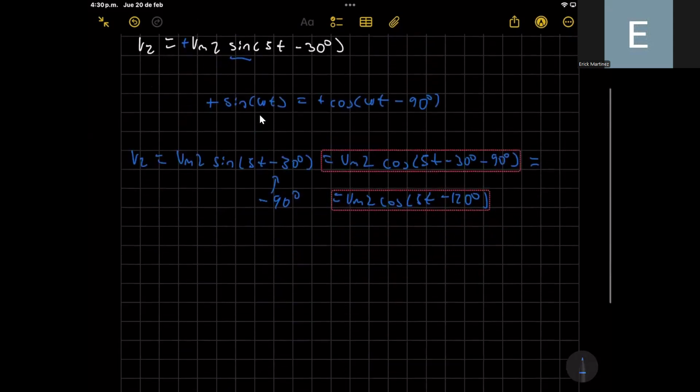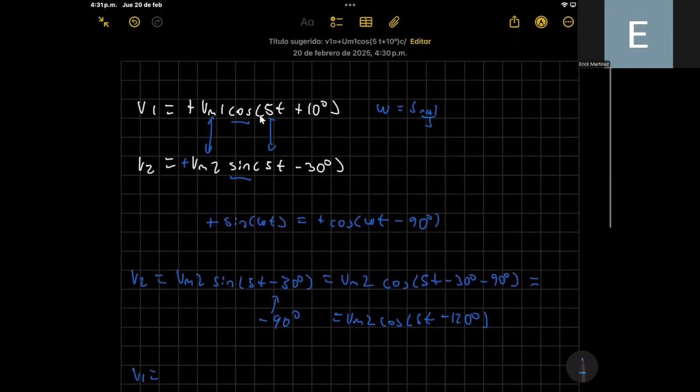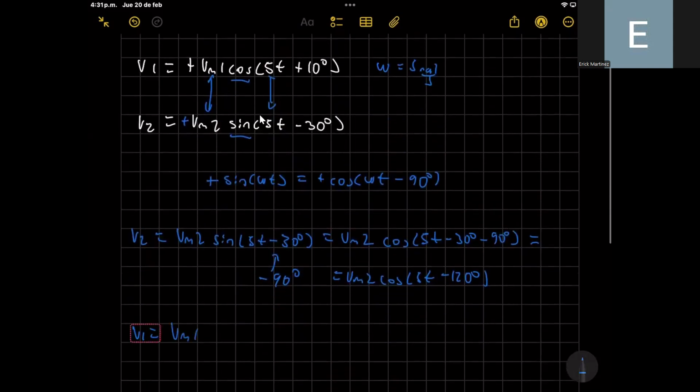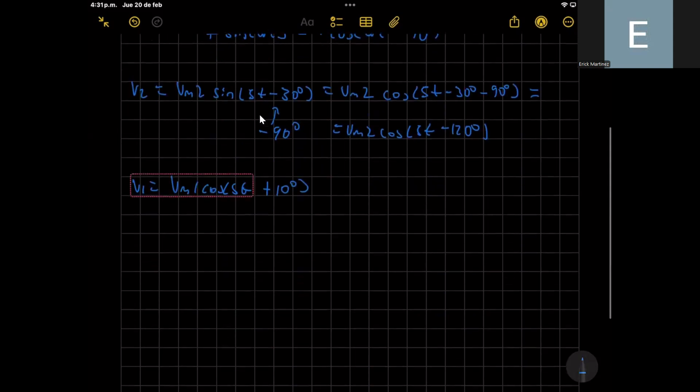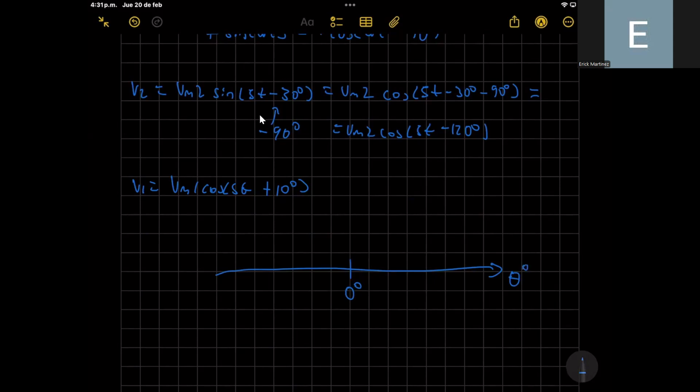So I will write right here V1 again. V1 is equal to Vm1 times the cosine of 5t plus 10 degrees. Okay, so if I want to know which one is leading and which one is lagging, what I can do is to first plot the phase angle across a horizontal axis. So this axis will be the position of the phase angle. I will label this axis theta, and I will place the zero phase angle in this position.